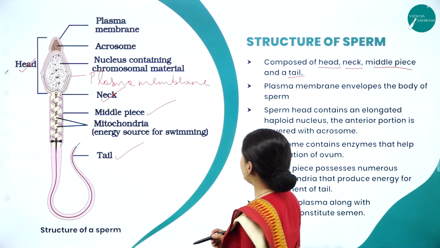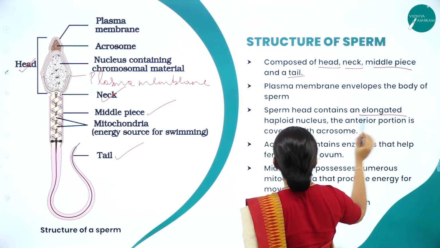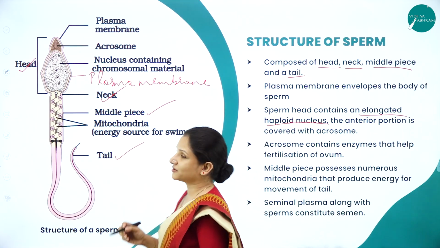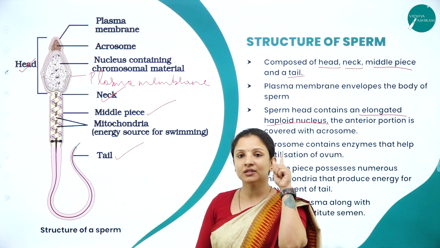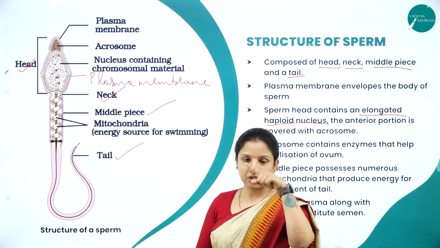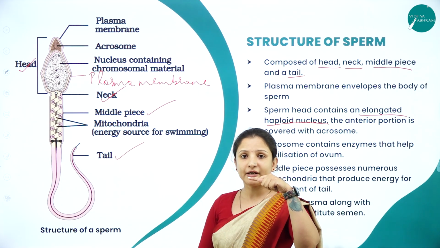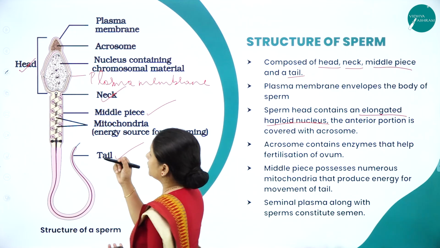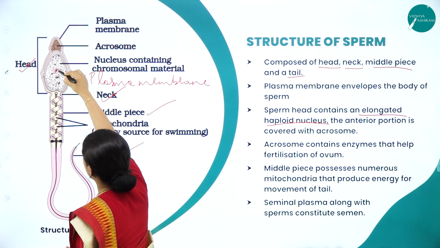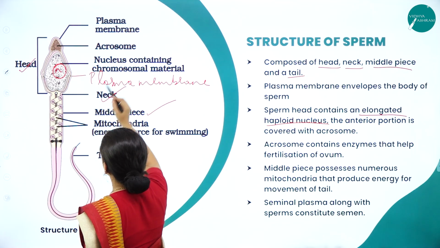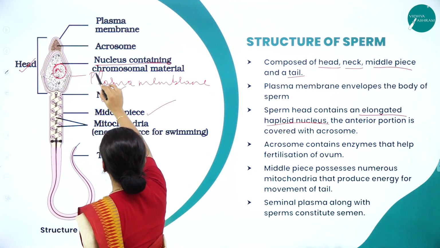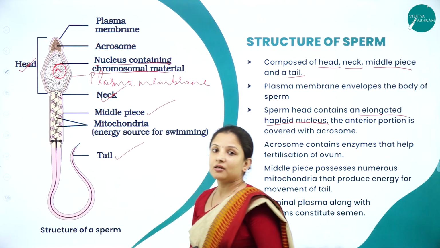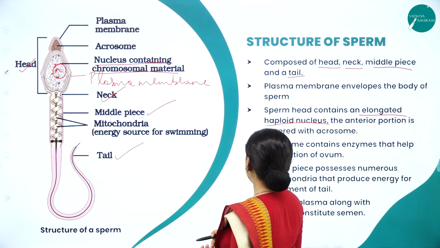And the sperm head, if you see, contains an elongated haploid nucleus. Why is it haploid? Because after the formation of the primary spermatocyte, they kept on undergoing meiotic division only. So that is why the nucleus is haploid. So it contains a haploid nucleus containing chromosomal material.